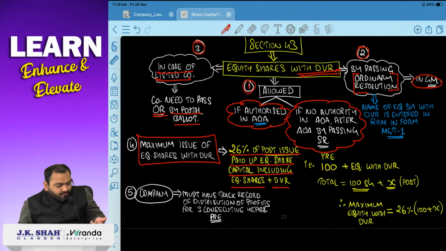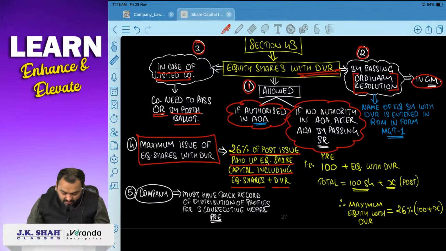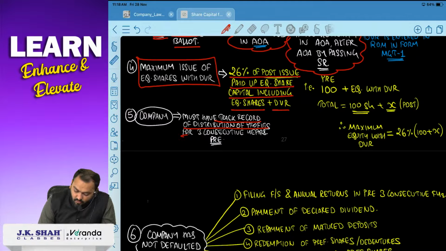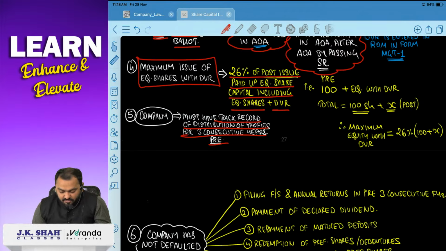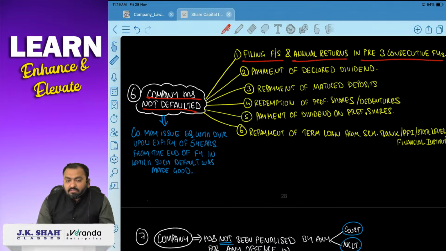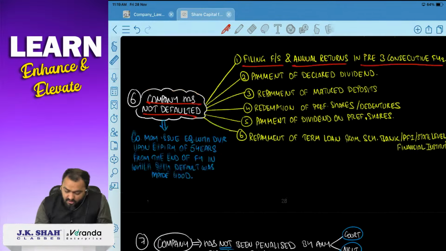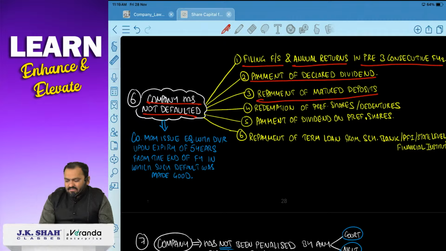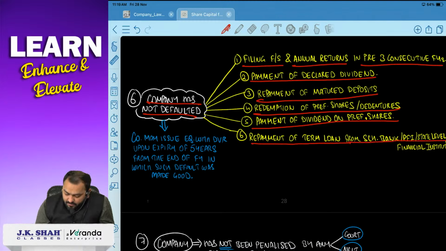Now the company which intends to issue this type of equity shares, equity with the DVR, must have track record of dividend for 3 consecutive years in the preceding years. Only then company is allowed to do this type of issue. Okay, then company must not have made default in any of the following. That is, company must not have made default in filing financial statements, annual returns in the 3 preceding financial years. Company must not have made default in the payment of dividend. Company must not have made default in the repayment of matured deposits. Right? Redemption of preference shares, redemption of debentures, default नहीं होना चाहिए. Payment of dividend on preference shares, repayment of term loan from scheduled bank, public financial institution, state level financial institution. Basically none of the default should have been made.